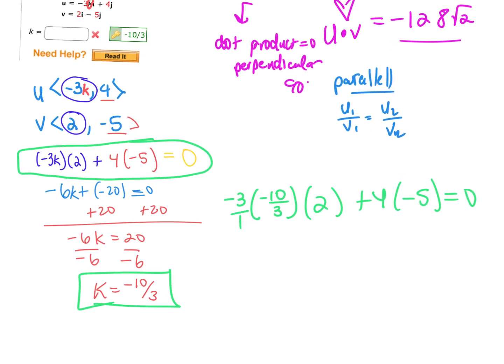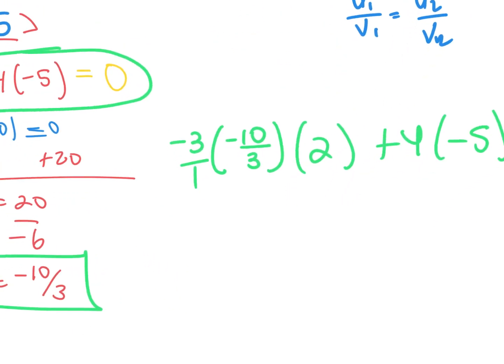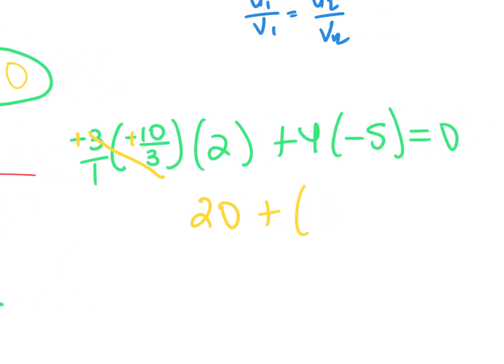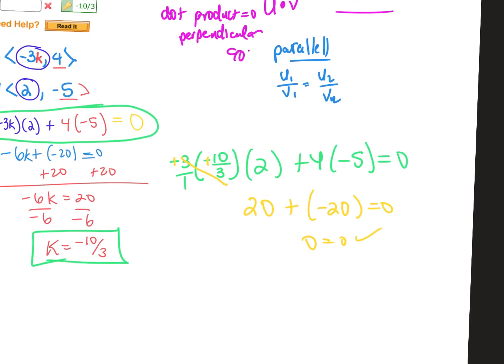Well, this is -3 over 1, right? So what happens to my 3's? They'll cancel. And then what happens to both those two negatives? A negative times a negative is a positive, right? So this becomes 10 times 2, which is 20. Plus, what's 4 times -5? -20 equals 0. Does 0 equal 0? Yes.